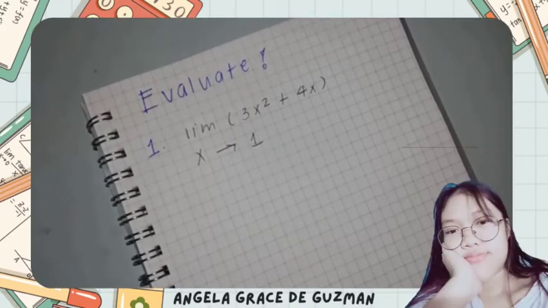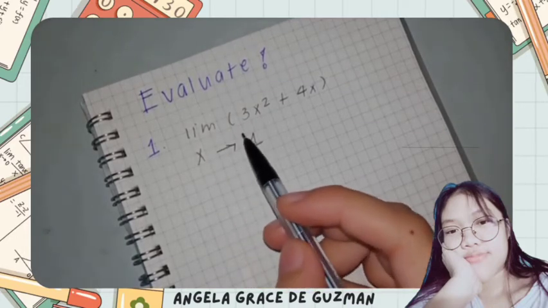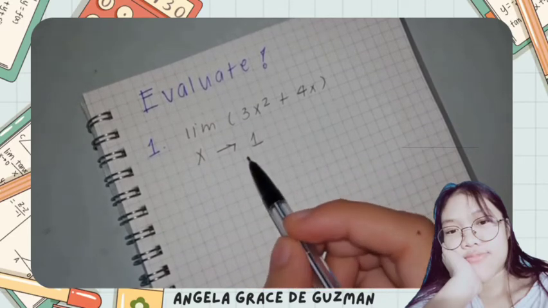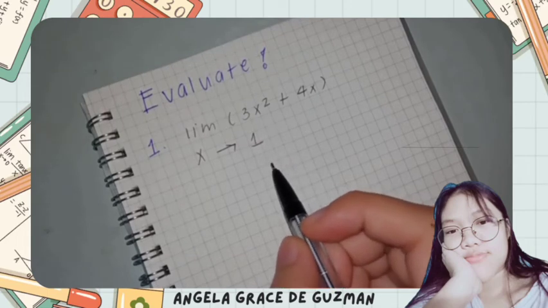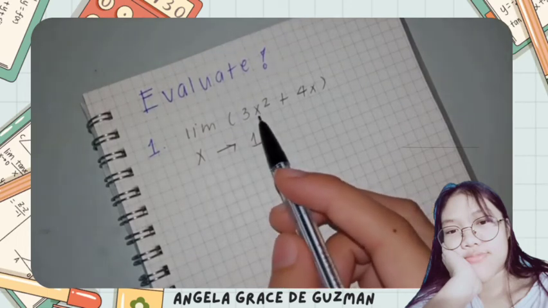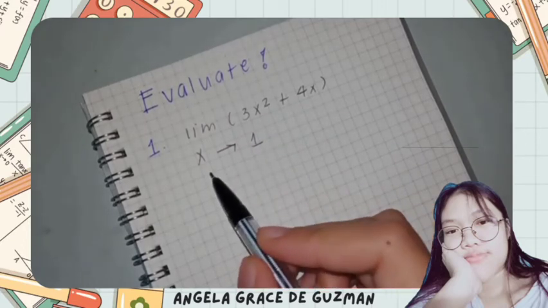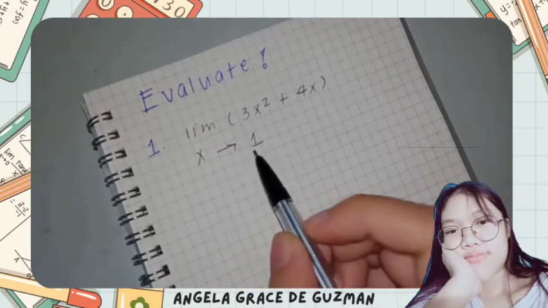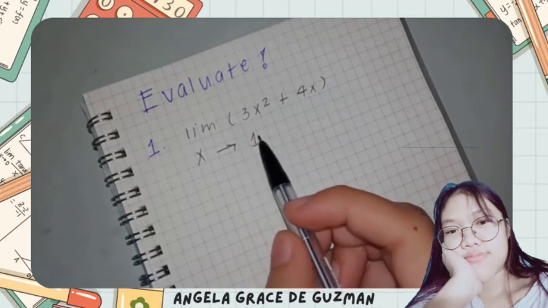Good day everyone! I'm Angela De Guzman and I'm here to evaluate the limit of 3x squared plus 4x as x approaches 1. So first we have to substitute the value of x with 1. Why? Because as we can see in the given, x approaches 1. So the value of x that we are going to put is 1.